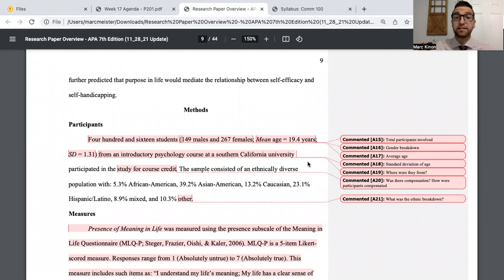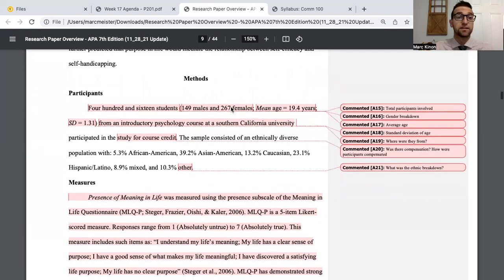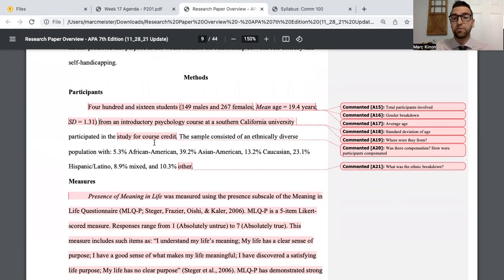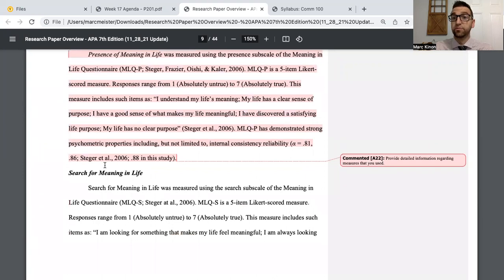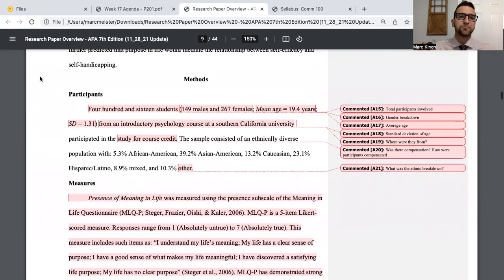Okay, the next big section of the paper, the method section. And remember, there's 3 parts to the method section, the first part being the participants, then the measures section, and then the procedure section. And again, the participant section always comes first. You'll probably have noticed this in some of the papers that you've reviewed that are in your literature review.